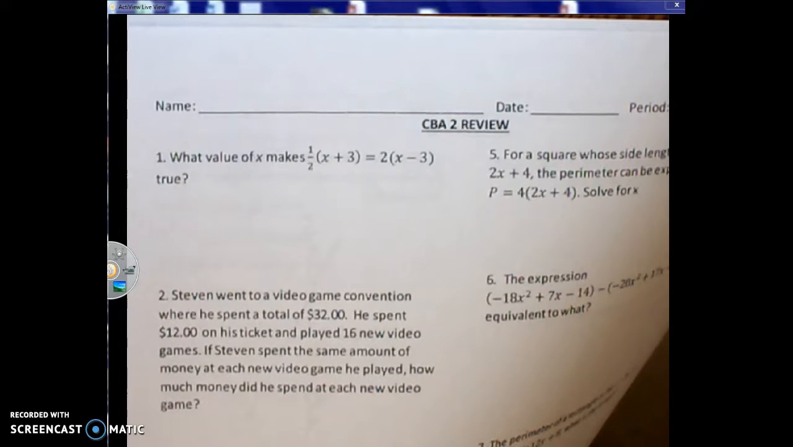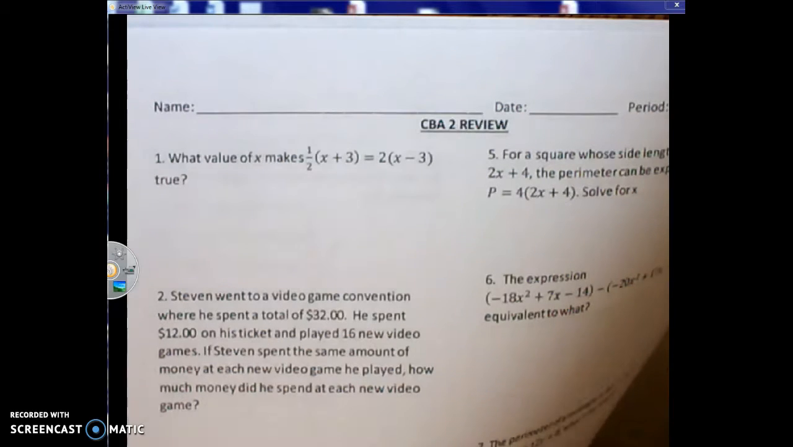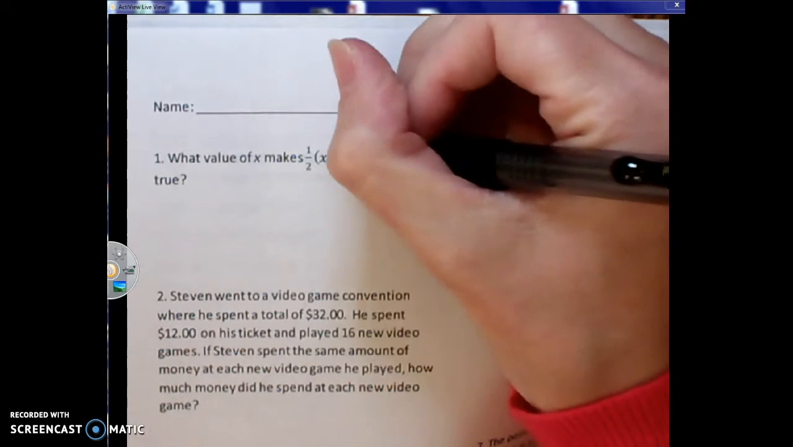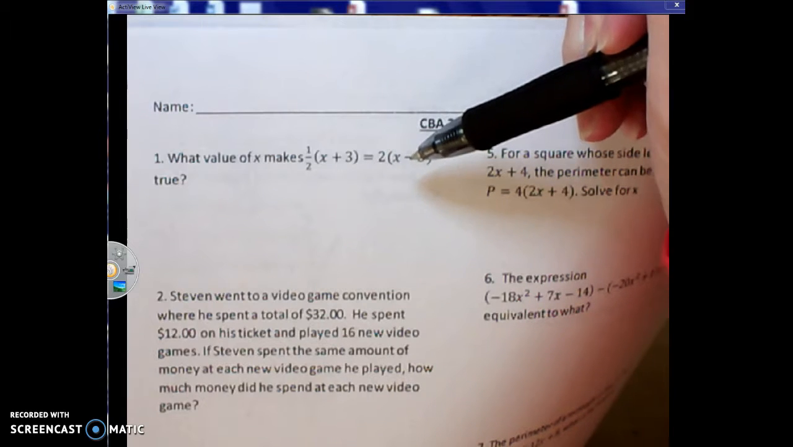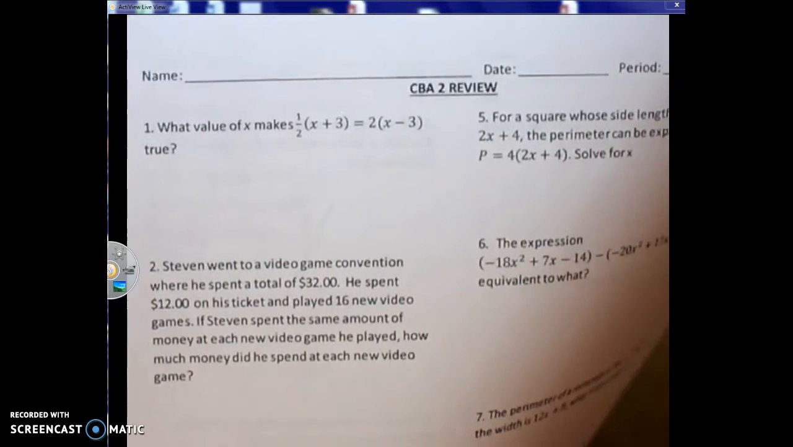Okay, so problem number 1, they want you to figure out what value of x makes that equation true. So you're trying to figure out what x value, what number you can plug in for your x, and have both sides equal each other. There are 2 ways to go about this. The first one is by hand, doing actually the hard work, the math.